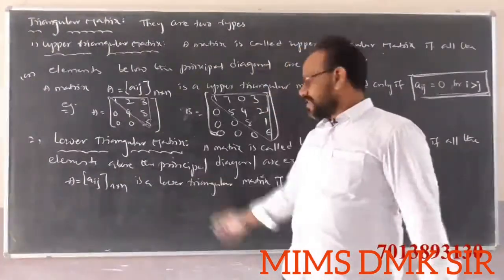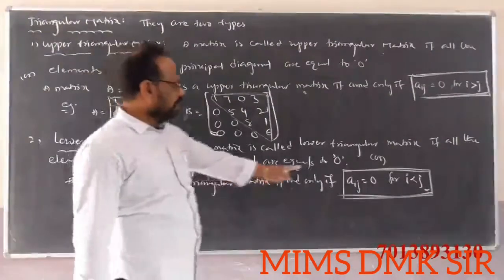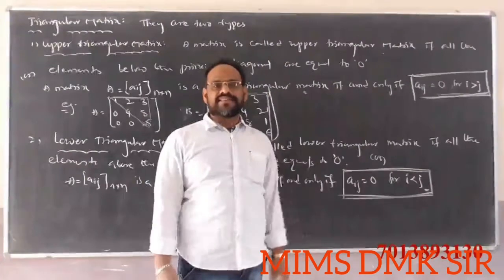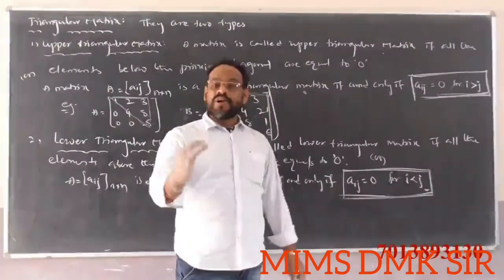How do you write it? A of order n is a lower triangular matrix if and only if Aij is 0 for i less than j. For i less than j, the value is always 0. Then the matrix is called what? Lower triangular matrix.